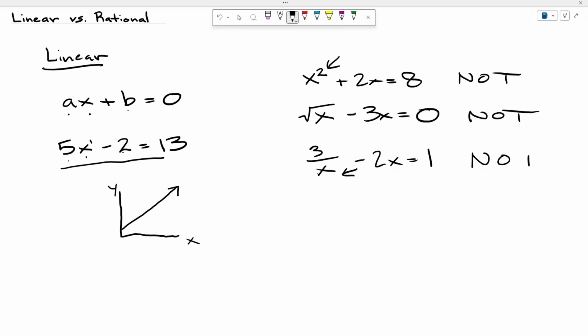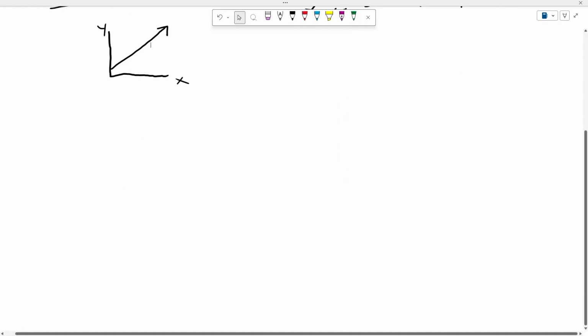So now that we know what a linear equation is and what to look for, let's do a couple examples of actually solving them.